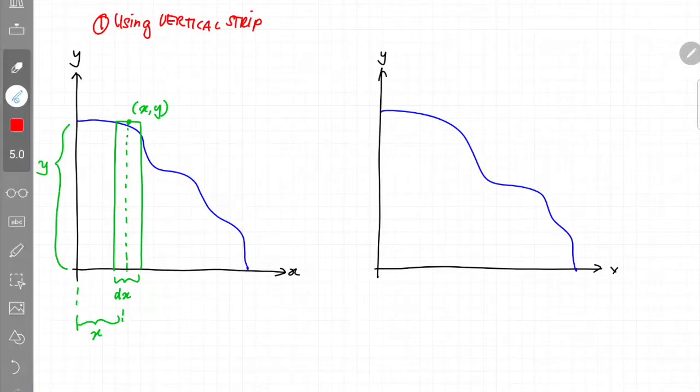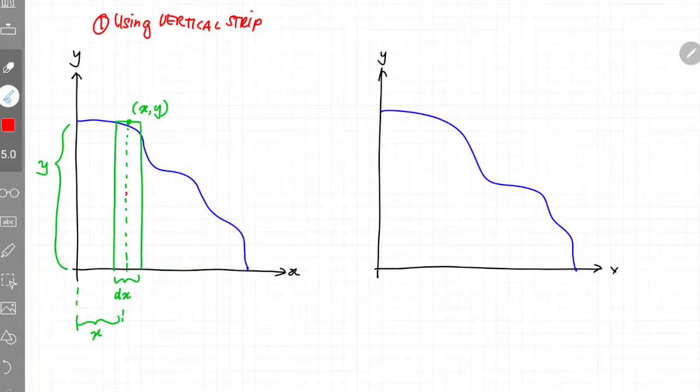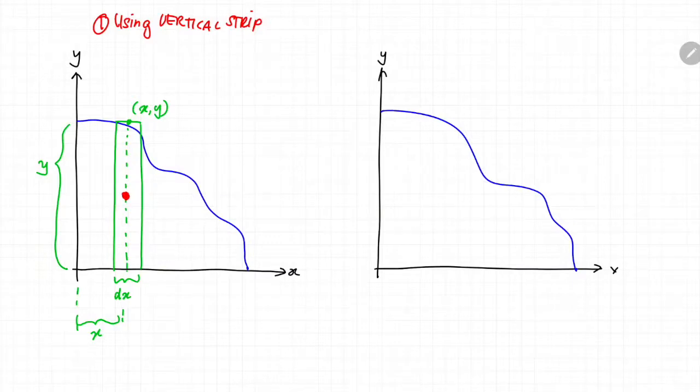Now, the centroid of this vertical strip would be exactly in the middle of the rectangular shape over here. So if we measure the distance along the x-axis, we call it x curve because it represents the coordinate of the particle. The x curve is equivalent to the x value, and accordingly, the y curve is equivalent to y over 2. Why y over 2? Because the centroid of a rectangular area is exactly in the middle of the width and the height of the area.